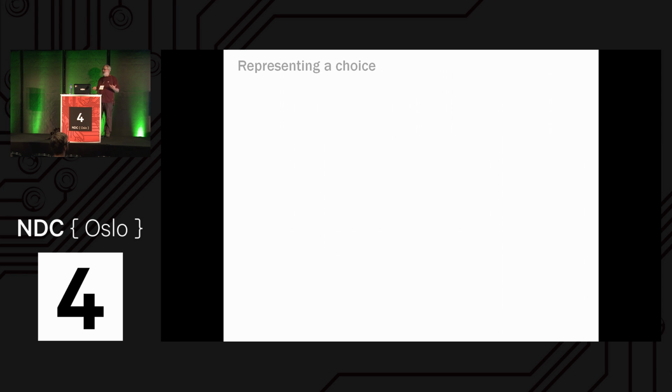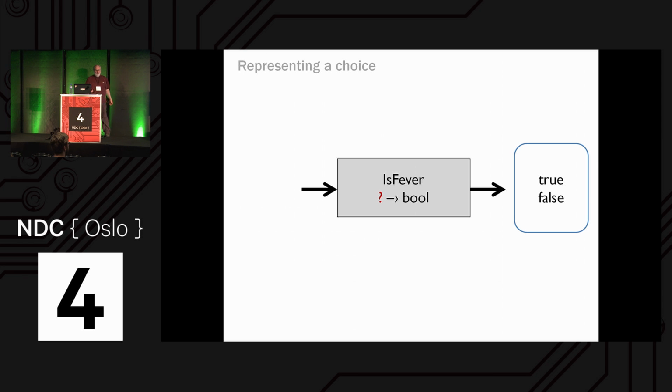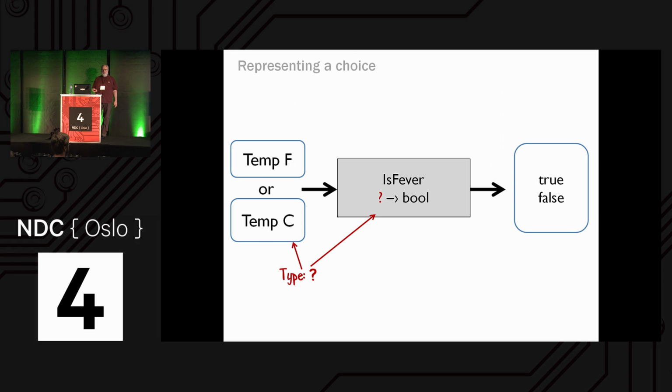And I also said you can add types together. What does that mean? So let's say we have a function that tells you whether you have a fever or not. So we're going to pass in your temperature, and it's going to return a Boolean, true or false. But the problem is, is the temperature in Fahrenheit or is it in Celsius? Well, we want to design our function so that it works with both of them. So the input is a Fahrenheit or a Celsius. How can we model that?